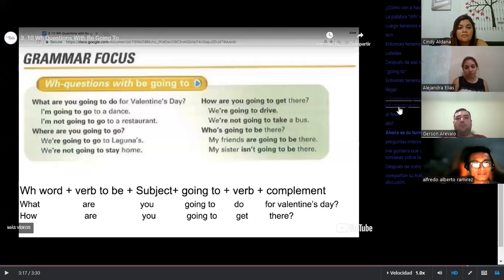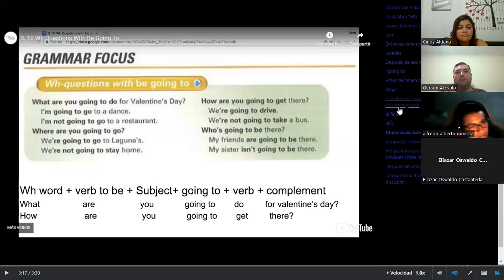O sea, recuerden el ejercicio que veíamos anteriormente. La oración está correcta. No hay ningún problema de que ustedes lo digan así. Lo único que hemos aprendido en el video anterior es que nosotros podemos acortar las palabras a la hora de pronunciarlas para sonar un poco más naturales. En lugar de decir I am going to, nosotros vamos a decir I'm gonna work. Inténtelo nuevamente. I'm gonna work. Okay, I'm gonna work. Excelente.